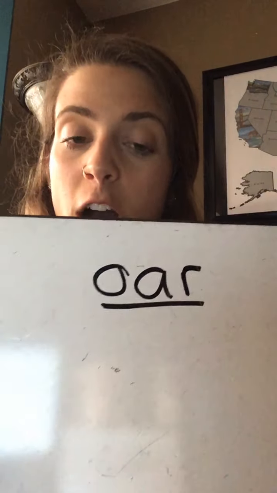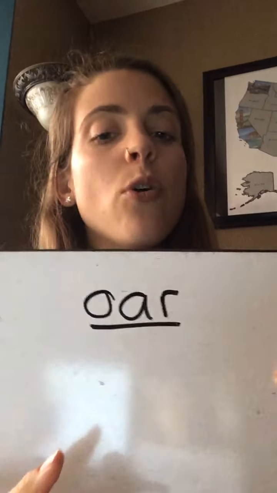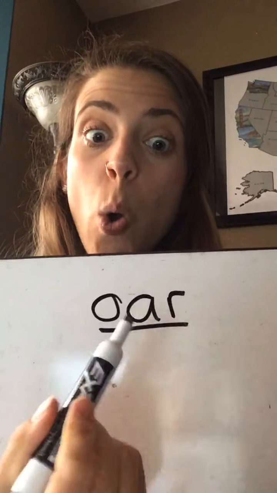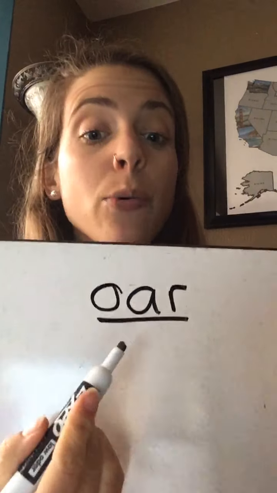Go ahead and try. Try writing it down. I'm going to show you in 3, 2, 1. O-A-R. Oar. That's the kind of oar like you row a boat. Row, row, row your boat. Use the oar. All right, now we're going to change oar into soar.